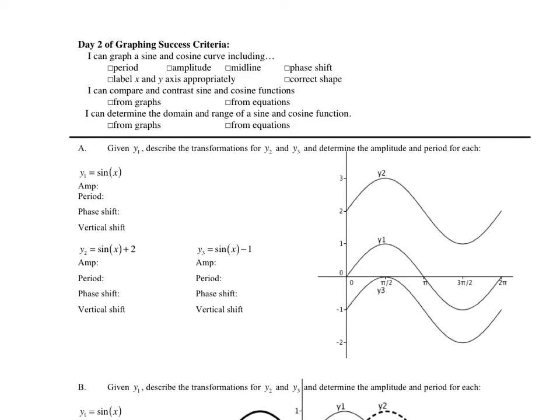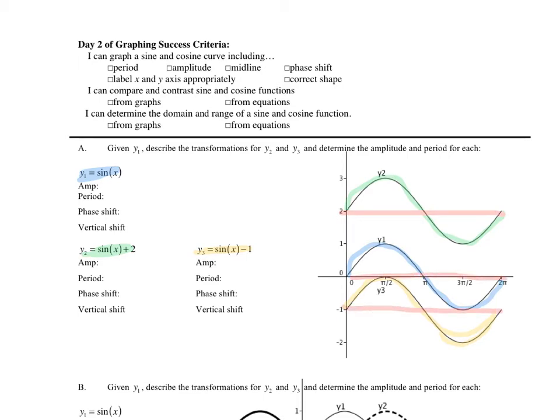So let's just highlight these situations here. We have the sine graph y equals sine of x, the sine graph sine of x plus 2, and then the sine graph sine of x minus 1. Now the key thing we're going to want to look at for each of these is the line they're symmetric through. This represents the vertical shift.